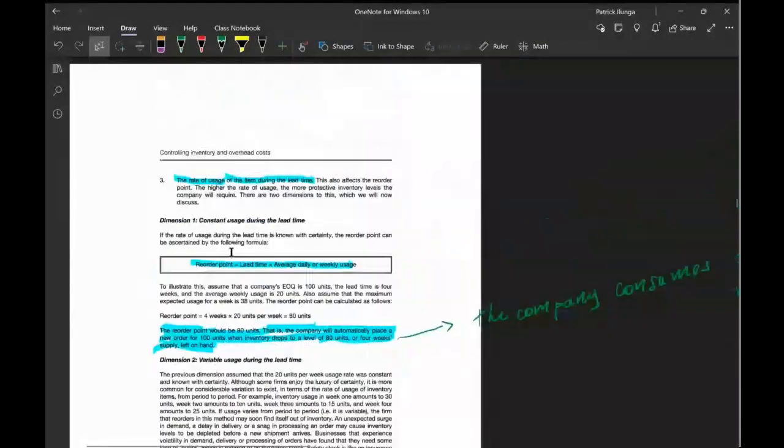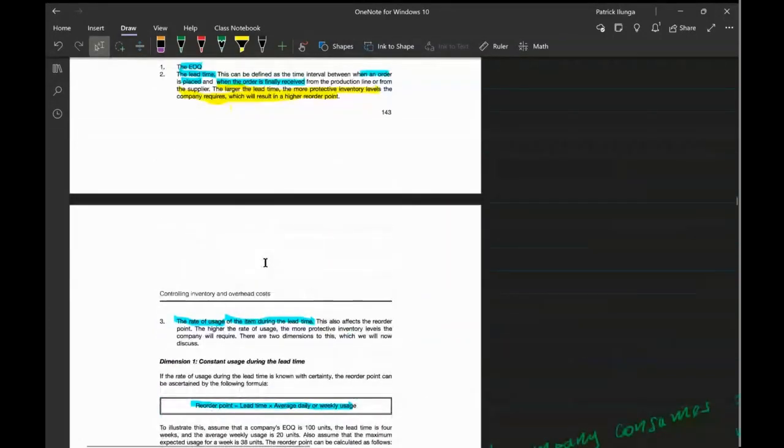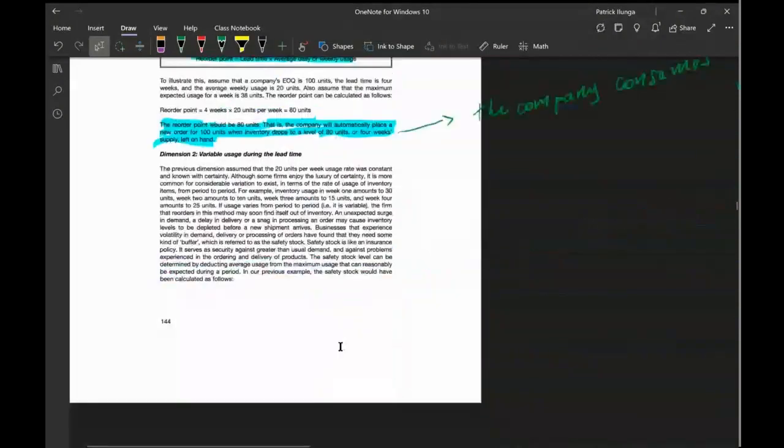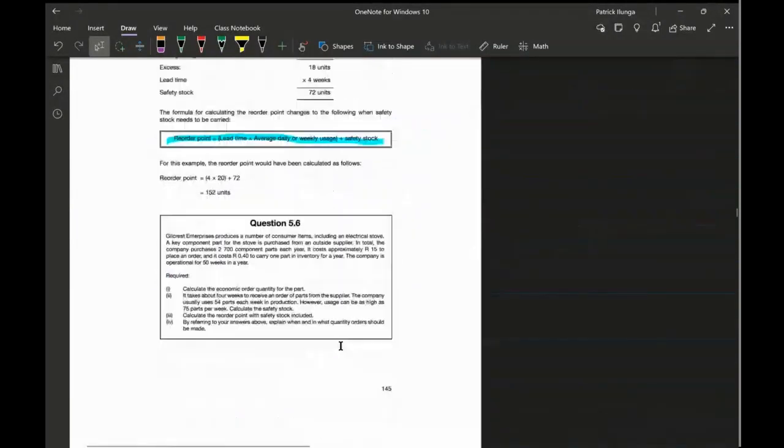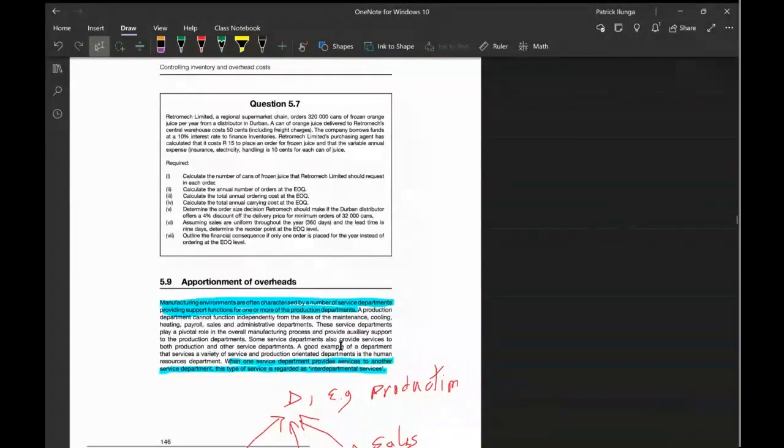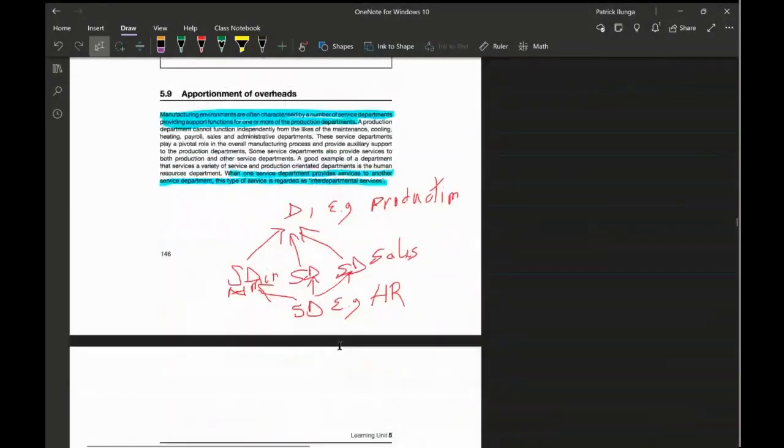And I also told you at what point do we reorder? There is a formula for that, because remember I said you need to order before your inventory runs out, because you don't want to mess your production, right? So that's about it. Any question on this before we touch on the apportionment of overhead?